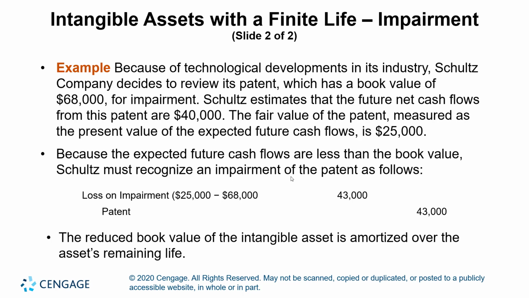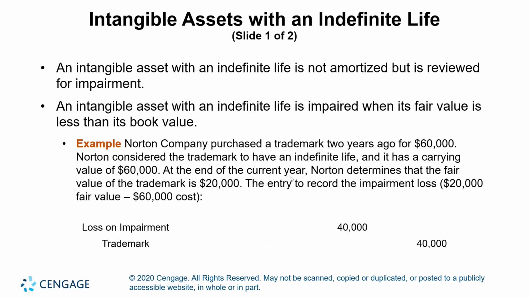Because expected future cash flow is less than book value, it must recognize impairment. So 25,000 minus the 68,000 which was on the books is 43,000. So it's loss on impairment, debit, credit patent. So you're reducing the value of the patent.